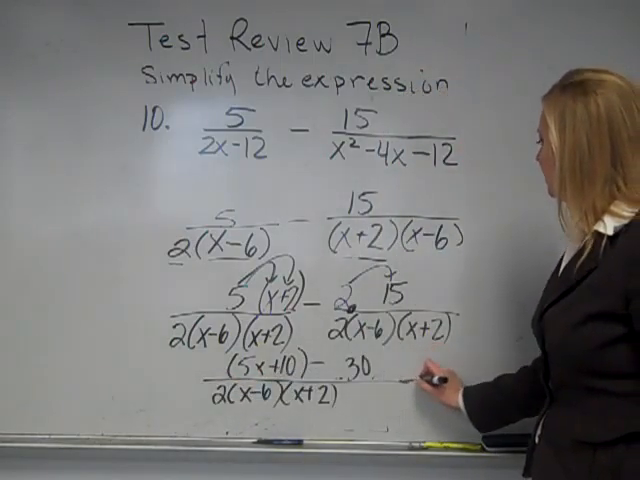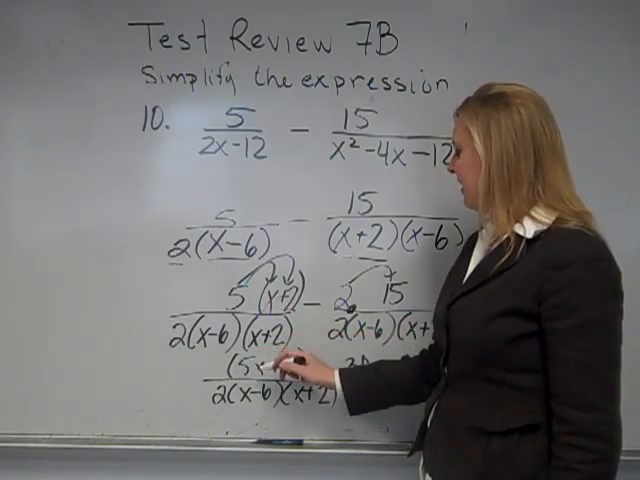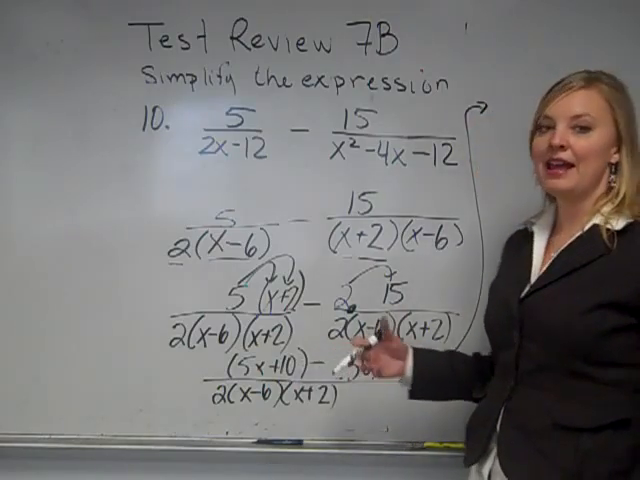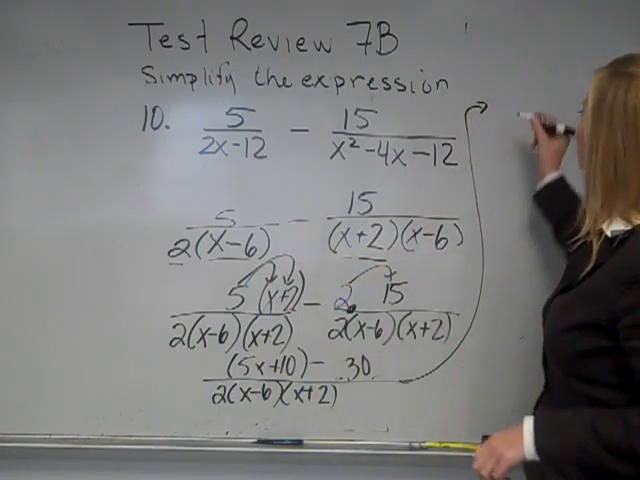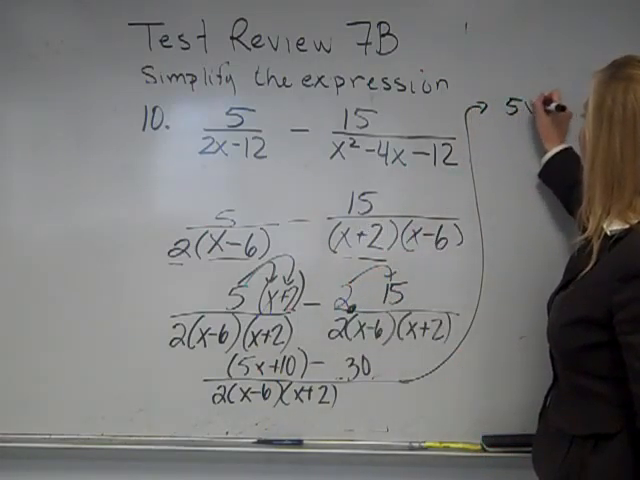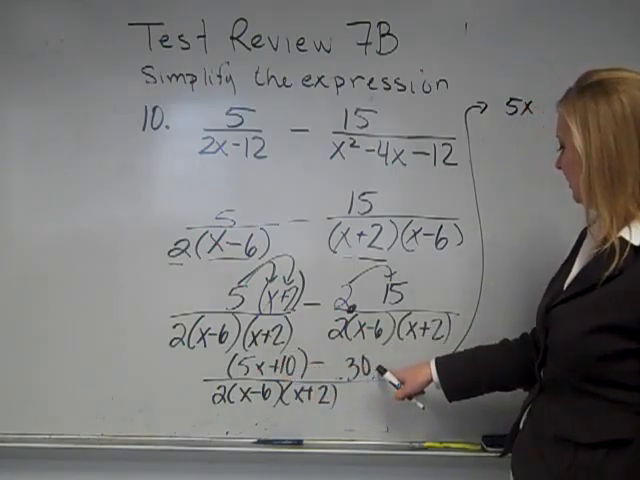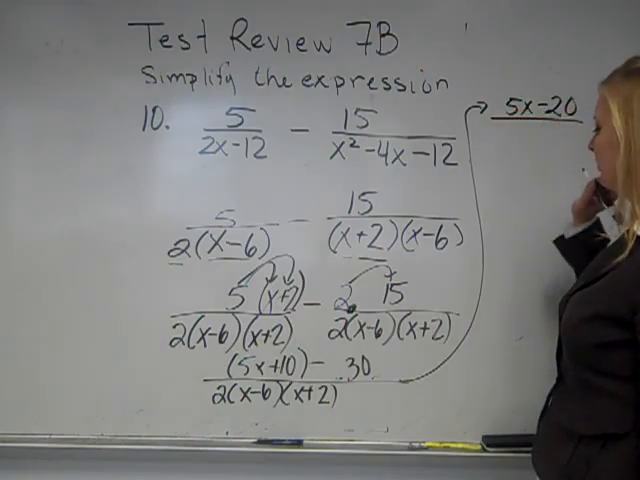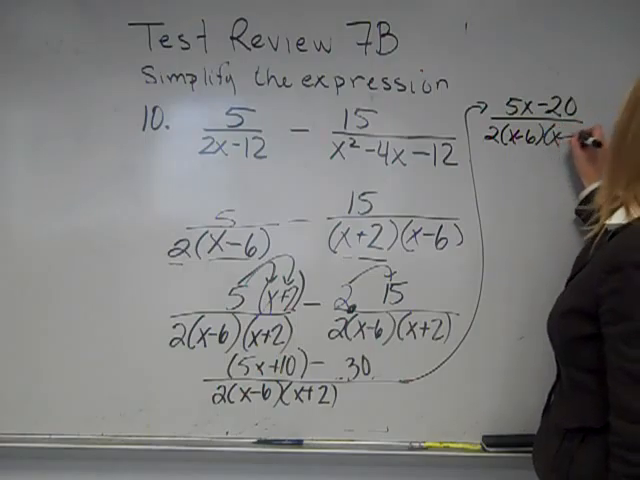We're going to move this step up to here. I have 5 x's and 10, and I'm taking away 30. My x's, I only have 5 x's. I can't combine any more x's, so I'm just going to write them down. 5x. I have 10, I lost 30, for a total of minus 20. All over 2 times x minus 6 times x plus 2.